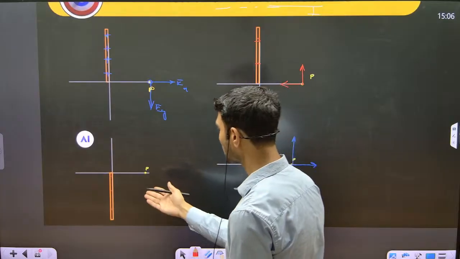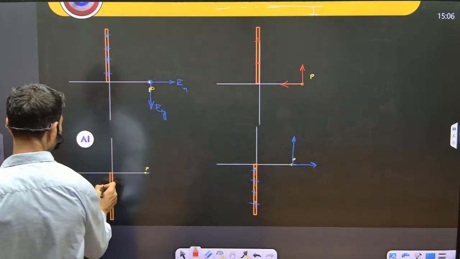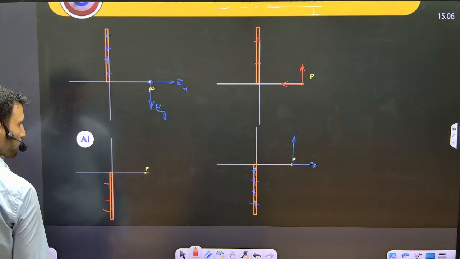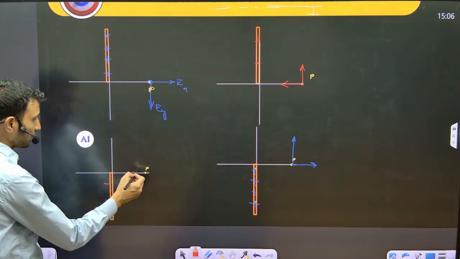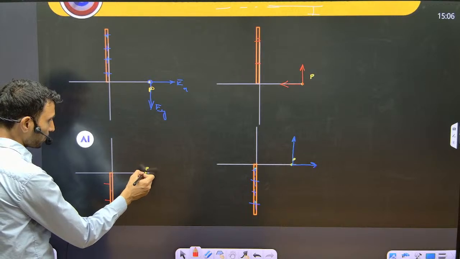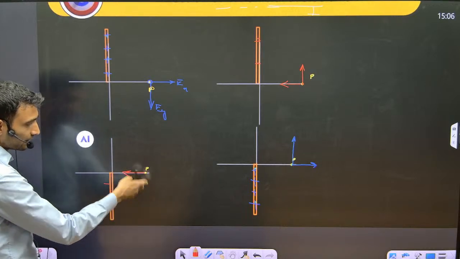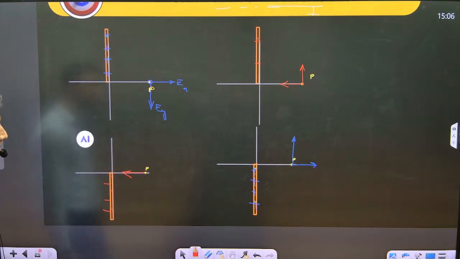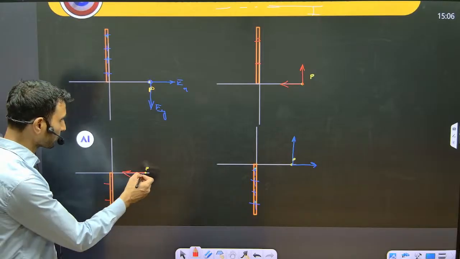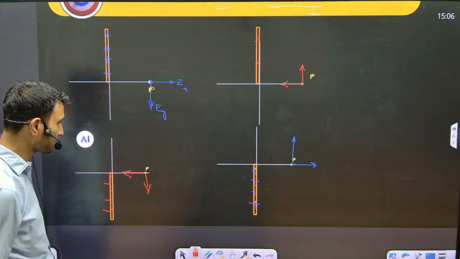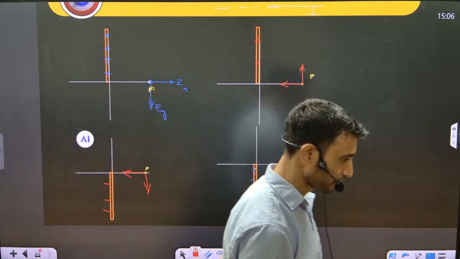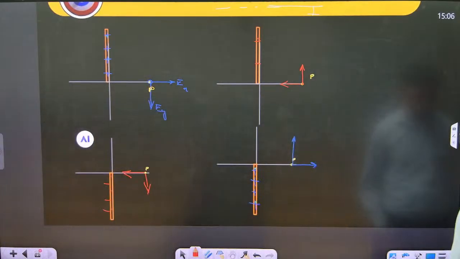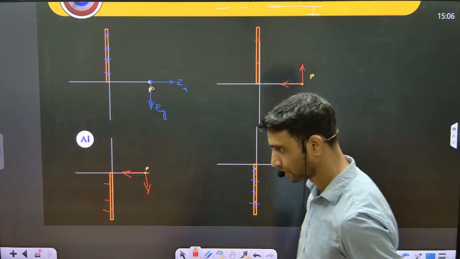And what about this case? Here also it is negative charge. So it will be again towards, and vertically it will be upward or downward. It will be downward, right? We can draw all these four cases, and then we'll go ahead.